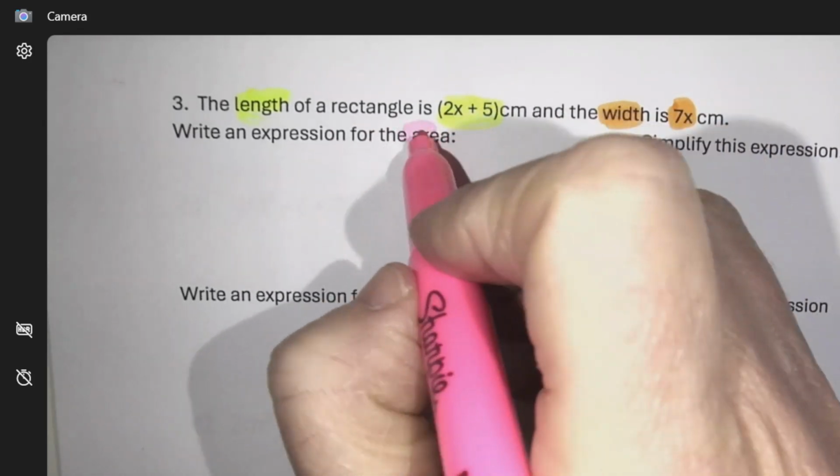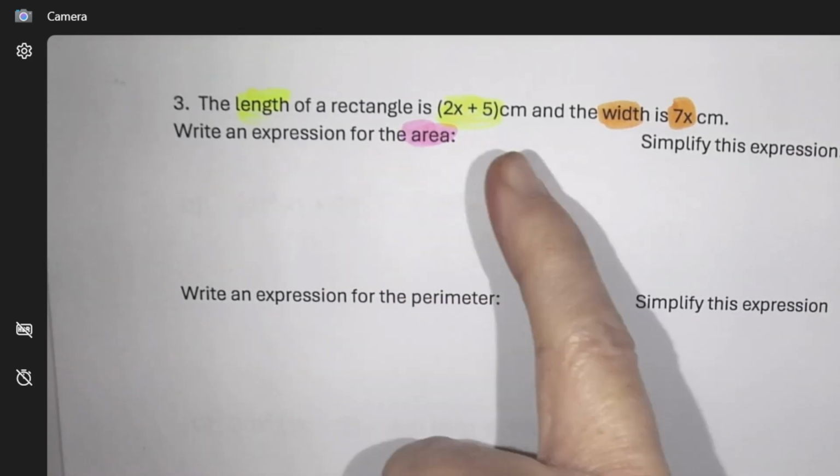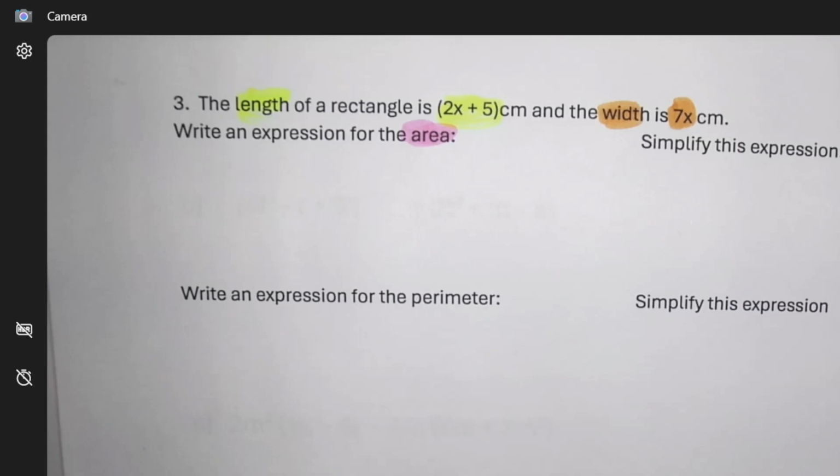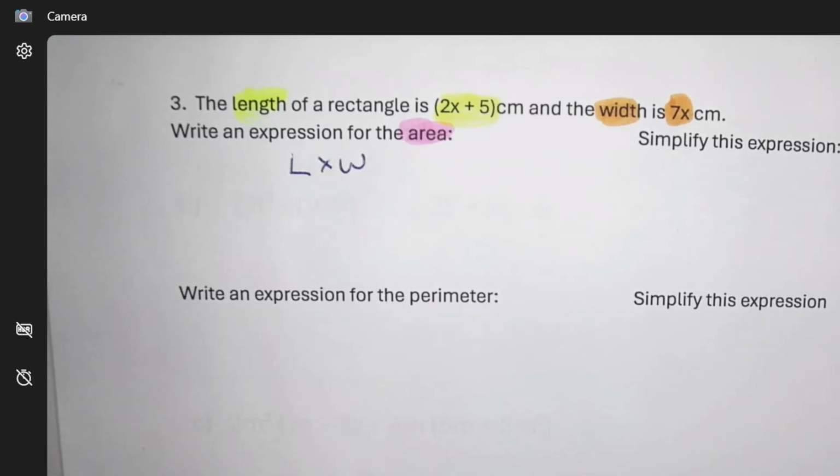Important info, question, area. See how my eyeballs literally pick out those 3 words? That's all that's jumping out at me. So now I'm thinking, what should I do? If I've been given a length of a rectangle and a width of a rectangle, how do you find area? Length times width. So this is your thinking process. You're saying I should multiply these things.